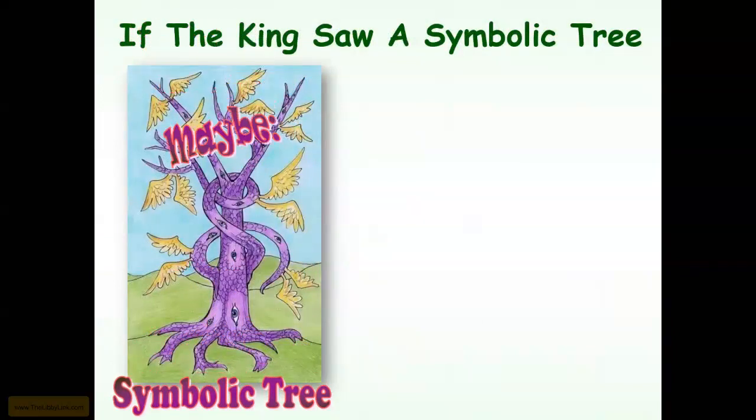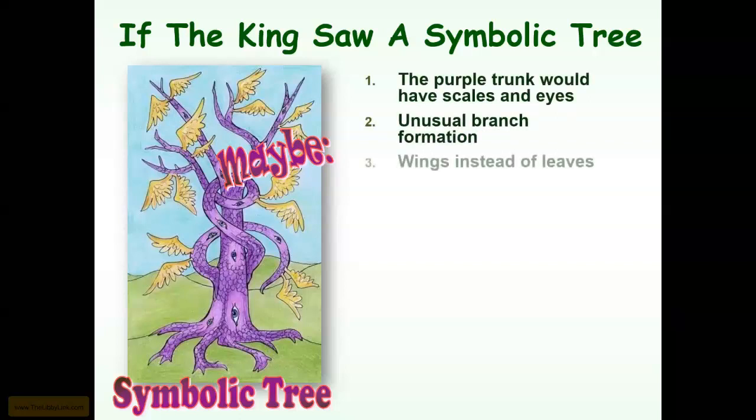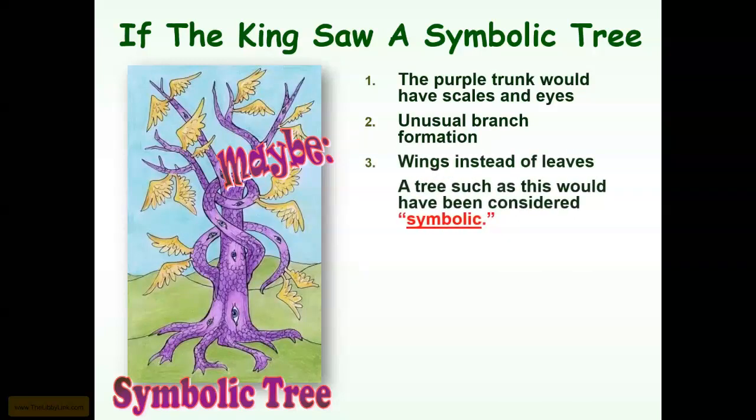If the king saw a symbolic tree, maybe it would have looked like this. Maybe the trunk would have been purple with scales and eyes instead of bark. Maybe the branches would have had an unusual formation. Could the tree have had wings instead of leaves? Would you agree that a tree described in this way would have been considered symbolic?